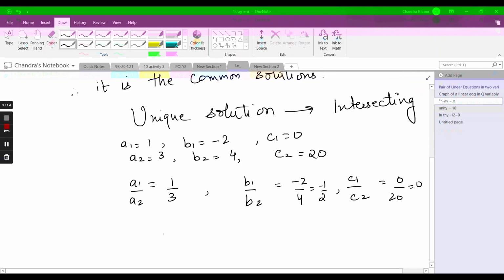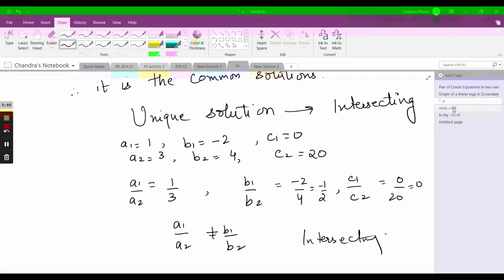So what do I observe? I observe that A1 upon A2 is not equal to B1 upon B2. I'm not bothered what the next ratio C1 upon C2 is. If my first two ratios are not equal, I am getting intersecting lines.